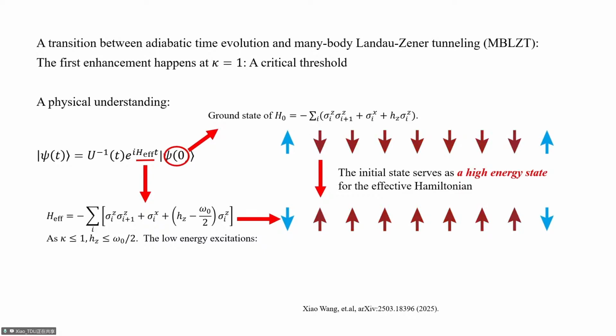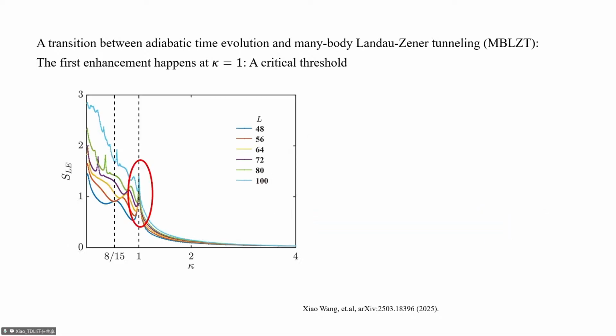However, during this time evolution process, this is why quantum field theory cannot be used here. So kappa equals 1 is an exact critical threshold. We can then calculate the Loschmidt echo spectral entropy. So this is the result.